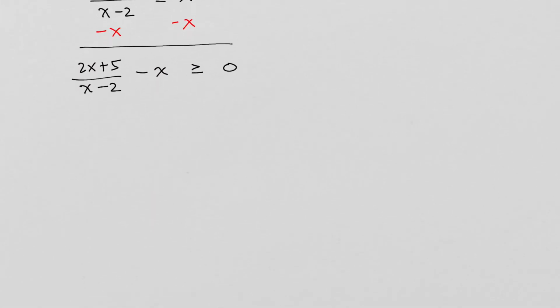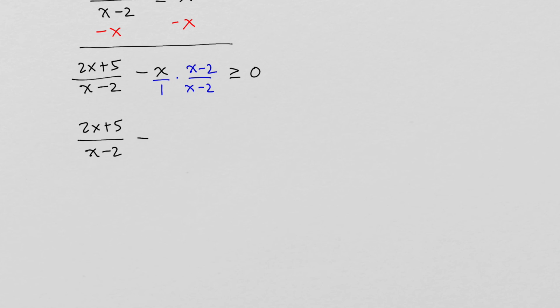So the way I'm going to combine these together is I'm going to put this x over 1. And I'm going to move this over just a little bit to give us a little bit more room. And to subtract these two fractions, we have to have a common denominator. So I need to multiply by x minus 2 top and bottom. And then we're going to do the math here. So we have 2x plus 5 over x minus 2 minus, and then up here we have x times x minus 2, and in the bottom we have 1 times x minus 2.